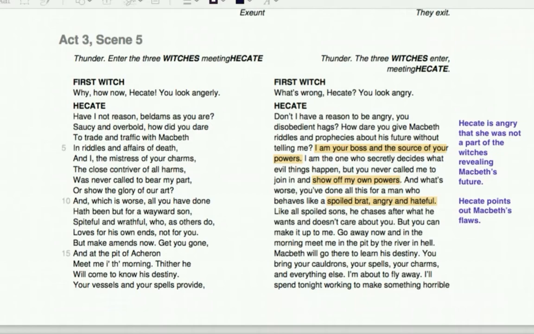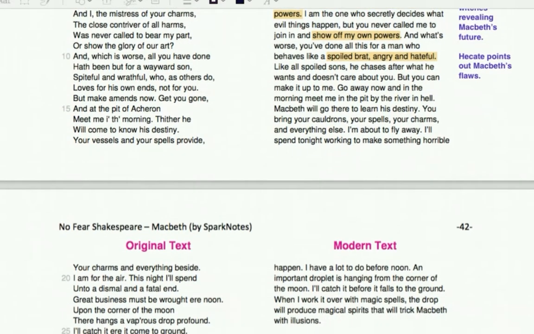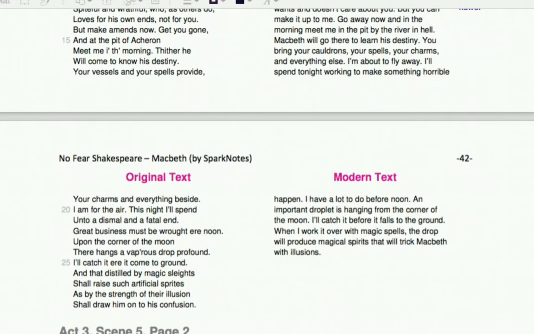"And which is worse? All you have done have been but for a wayward son, spiteful and wrathful, who, as others do, loves for his own ends, not for you. But make amends now. Get you gone, and at the pit of Acheron, meet me in the morning. Thither he will come to know his destiny. Your vessels and your spells provide, your charms and everything beside. I am for the air. This night I'll spend unto a dismal and a fatal end. Great business must be wrought ere noon. Upon the corner of the moon there hangs a vaporous drop profound. I'll catch it ere it come to ground, and that, distilled by magic sleights, shall raise such artificial sprites as by the strength of their illusion shall draw him on to his confusion."